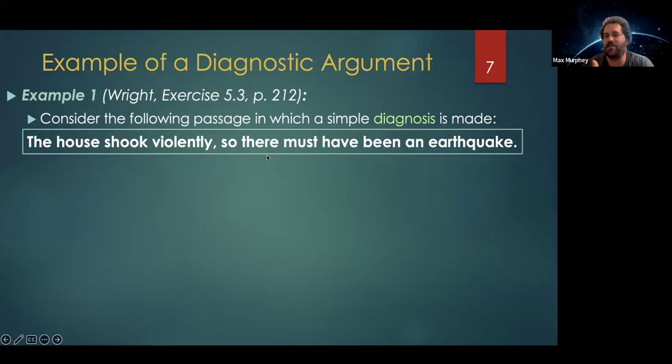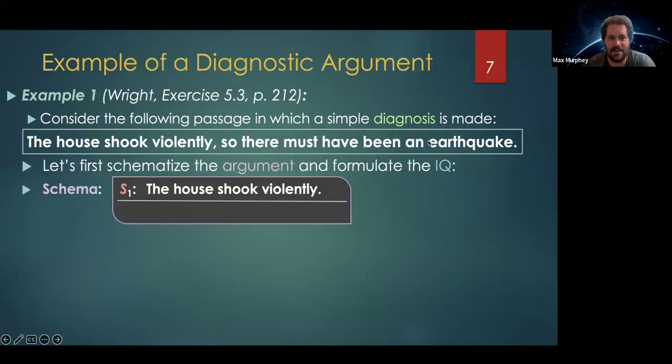So, as you can see, this happens all the time in ordinary life, but of course, it also happens in more technical, professional, and scientific contexts as well. But in this case, somebody experiences the house shaking violently and they reach the conclusion that it must have been an earthquake. So hopefully it's not hard for you to schematize an argument like this whenever you have A, comma, so, and then B. A will typically be the premise, B will typically be the conclusion.